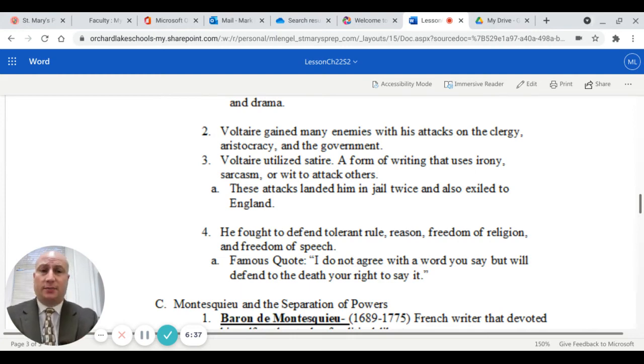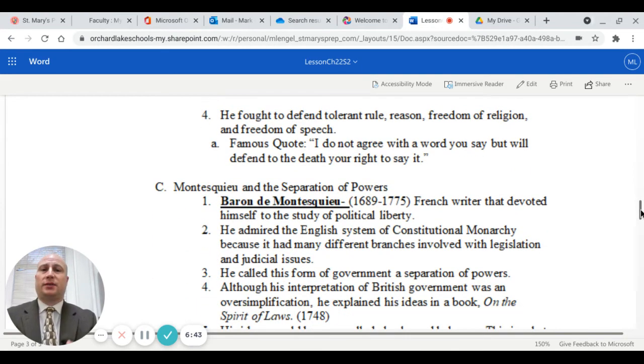Some of these attacks landed him in jail twice, and then he was exiled out of France and had to stay in England for some time. He basically fought to defend tolerant rule, accepting of other people's views. He fought to defend reason, freedom of religion, and also freedom of speech, even though he wasn't the most religious guy. He did have a famous quote that I think is really, really influential.